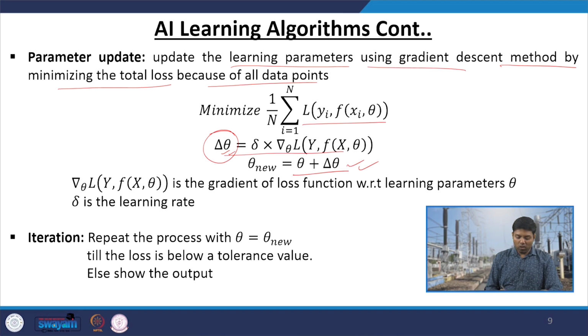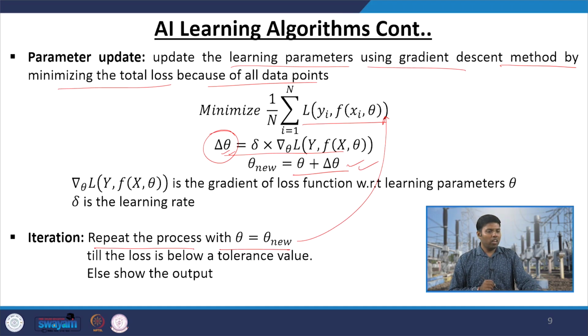Okay. So, iteration: repeat the process with theta equals theta new. With this theta new, again you will solve your loss function and you will get how much loss you are getting. If the loss value is lesser than the tolerance value, then you have got the output, or you have trained your model properly. If it is not, then again do the iteration.